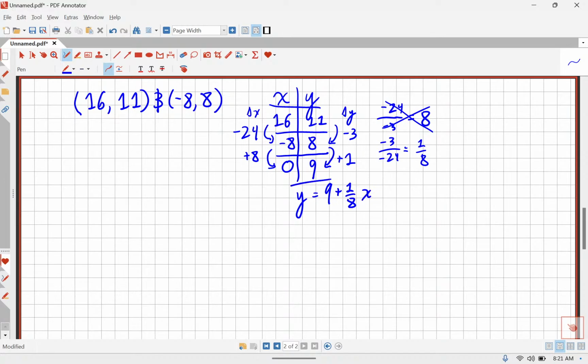How many of us were able to get y equals 9 plus 1/8 x, or y equals 1/8 x plus 9? Something like that. Feeling good about that. Excellent. Very good. I think we've got time for another one.